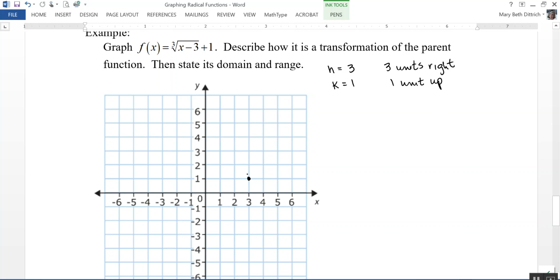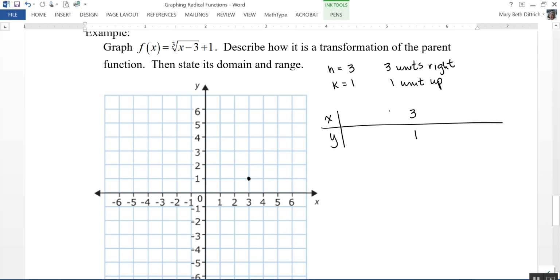Now remember, that's not really a vertex, that's not a starting point. Part of the graph is going to go, since a is positive, up and to the right, and another part's going to go down and to the left. So in making my table of values, I think I'm going to put that point in the middle, and I'm going to choose two values of x that are smaller.